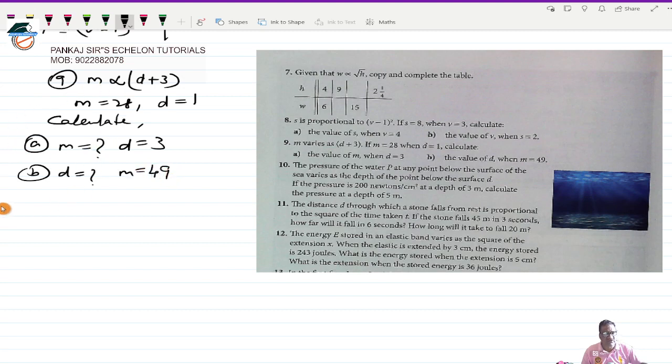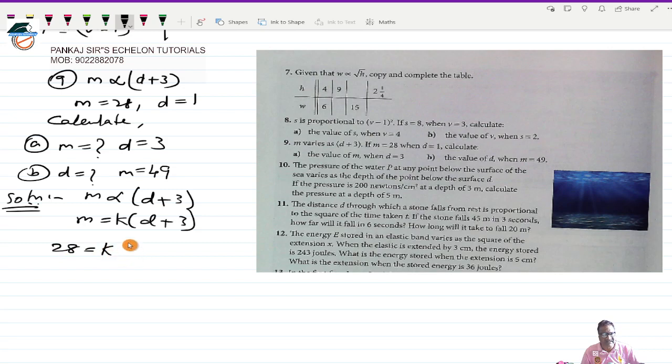So as usual, let us get started with this solution. M is directly proportional to D plus 3. Fine. So M will be equal to K times D plus 3. Now one value of M and D is given to you, so you can substitute in this formula and find out the K value. So M I'll put 28, K I'll put as it is, D I'll put as 1 plus 3. So 28 equals K into 3 plus 1, which is 4. 28 upon 4 is equal to 7, this will be equal to K. So I got K is equal to 7.